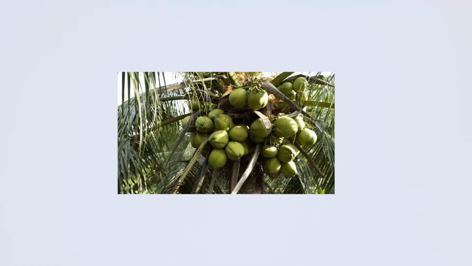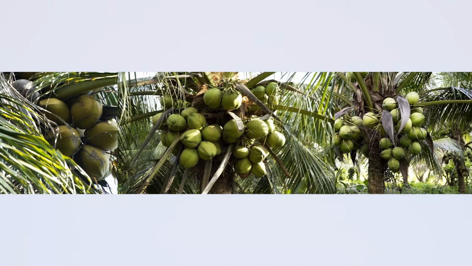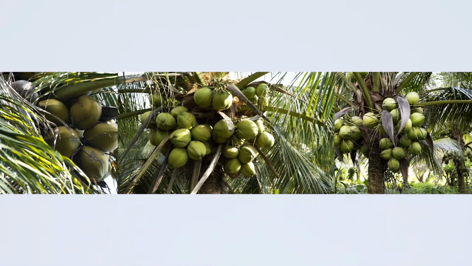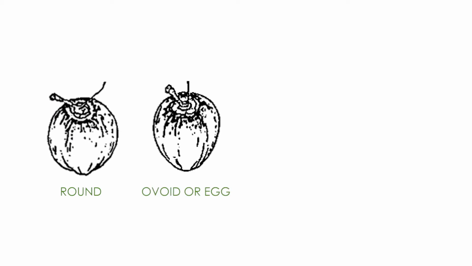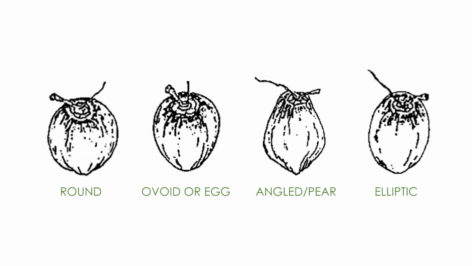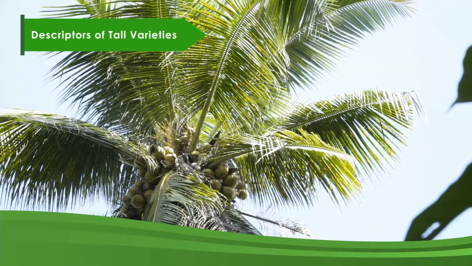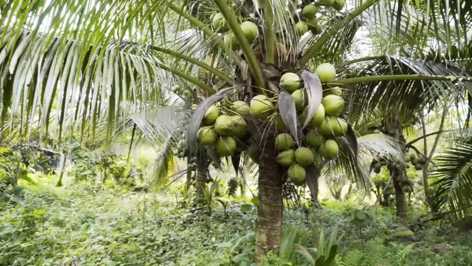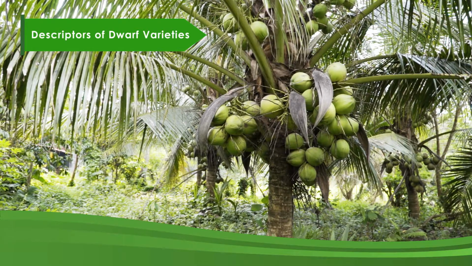Fruits come in different shapes and colors depending on their variety. Fruit shape variations: round, ovoid or egg, angled or pear, elliptic. Tall varieties are mostly round to ovoid in shape, while dwarf varieties are angled or elliptical in shape.